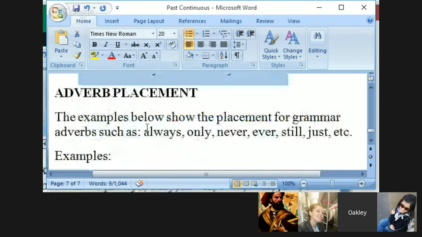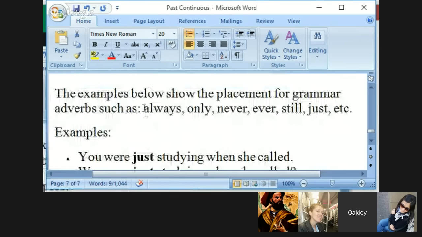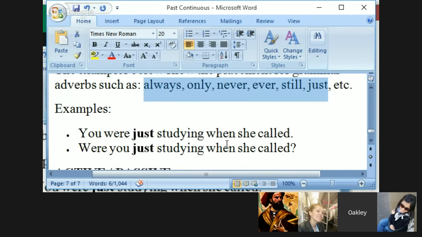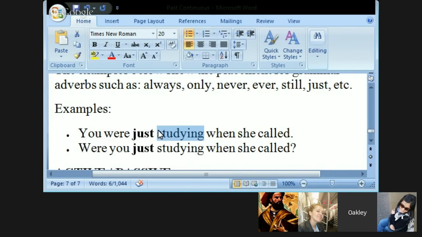All right. The adverbs. Again, adverbs that show frequency or any other adverbs that you want to use. You were diligently studying when she called, or whatever. You were just studying. You were still studying. You were always studying. Doesn't matter. Adverbs, if they're acting on the verb, remembering that adverbs do have many functions. They modify other adjectives. They modify other adverbs.